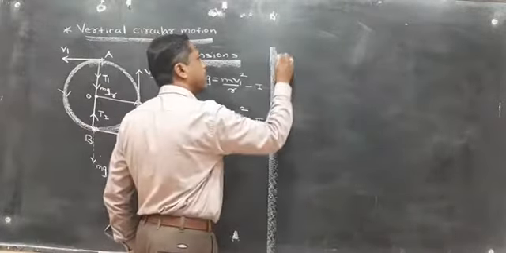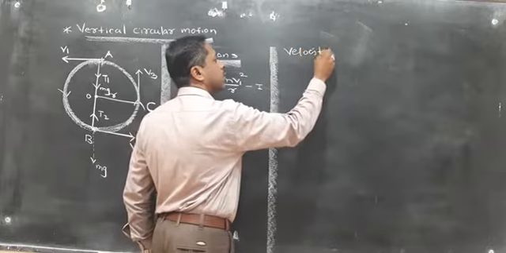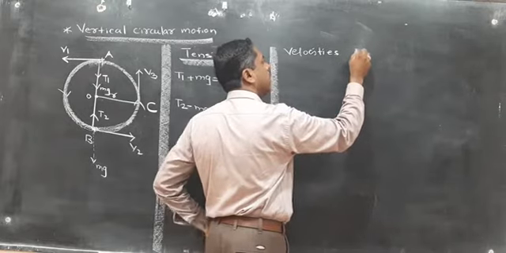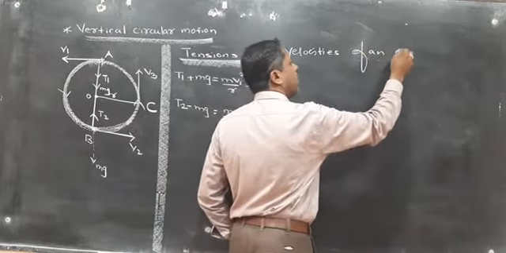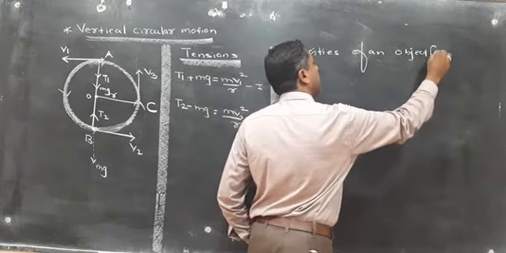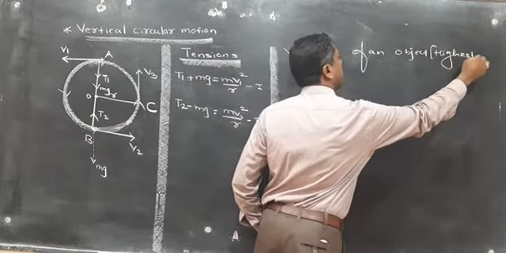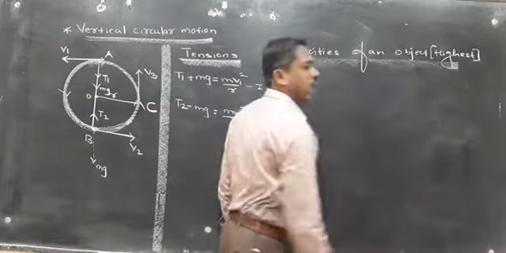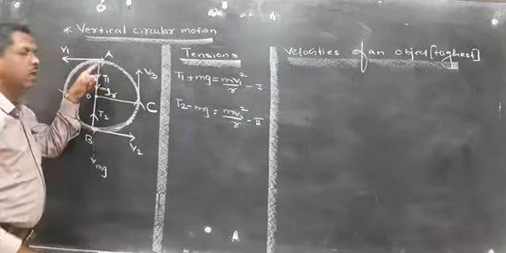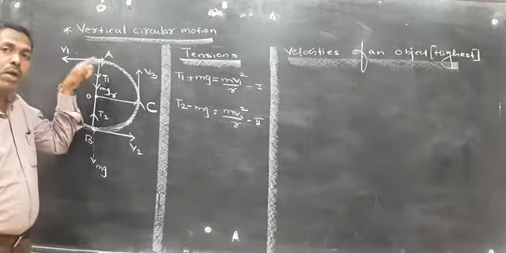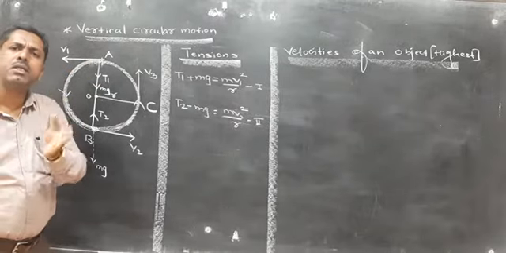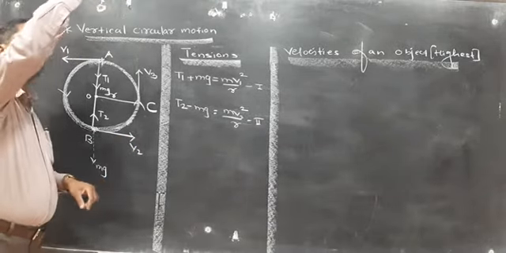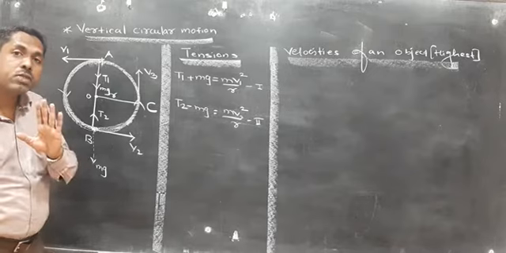Now, what about their velocities? Let us consider the velocity of an object at the highest position, that is at point A. At point A, the velocity of the object is minimum. When we revolve the object in vertical form, when it is at the top, the object has minimum velocity.